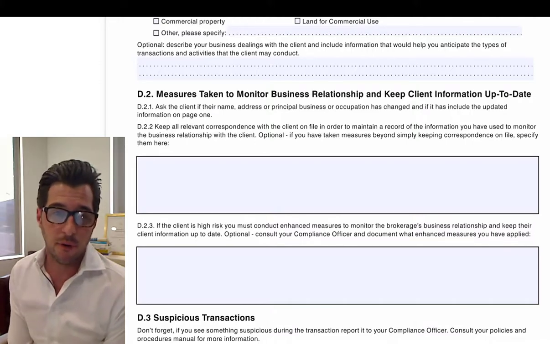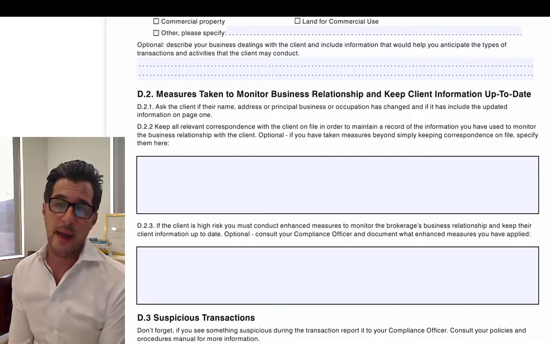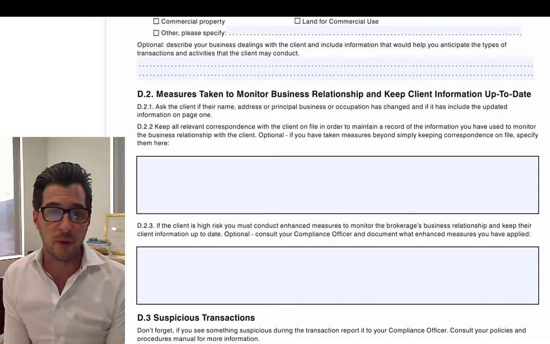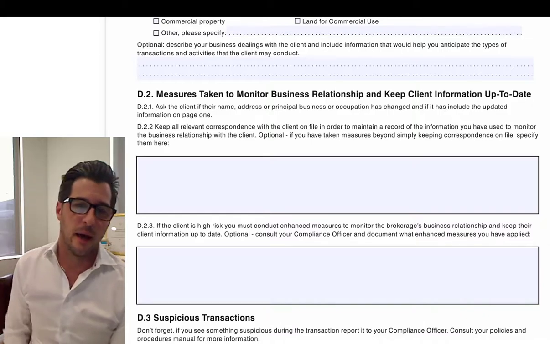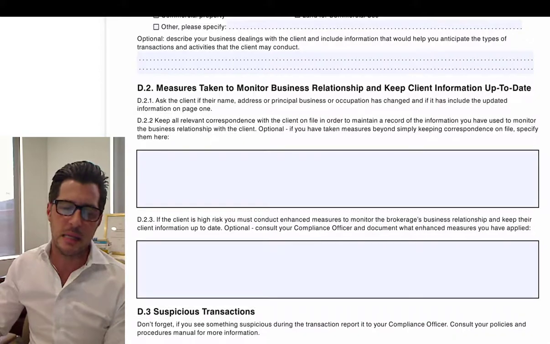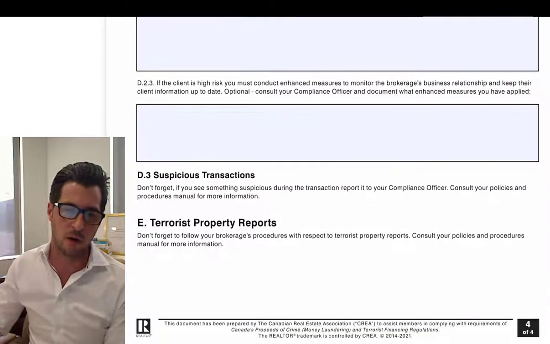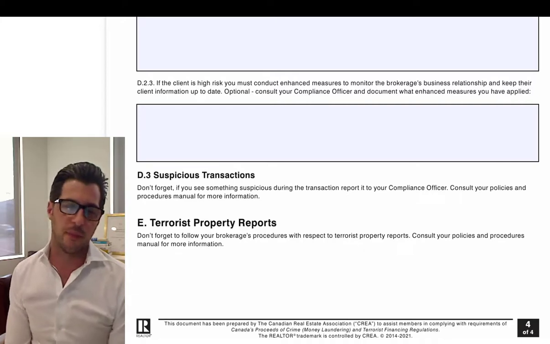Ask the client if their name, address, and principal business or occupation has changed, and if it has, include the updated information on the page. Keep relevant correspondence with the client on file, etc. I'll let you read that, but this is pretty self-explanatory here, and these are just interesting notes that they've detailed at the bottom.